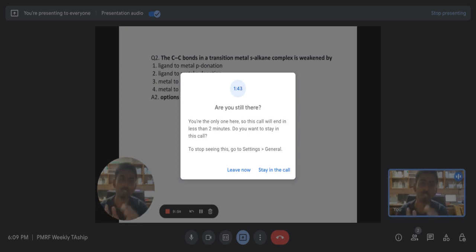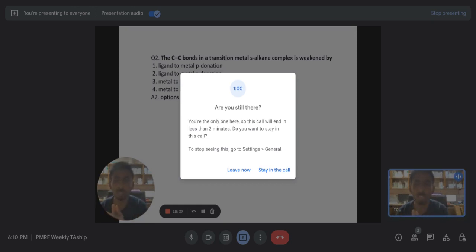And the third option is the metal to ligand pi back donation. If the metal is throwing back electron density to the ligand, which is a sigma alkane ligand, the orbital that accepts the electron from the metal is the LUMO, the sigma star, the anti-bonding orbital. Now, if the electron density decreases in the HOMO, the bond is weakened and the bond order decreases. And if the electron density is increasing in the LUMO, that also decreases the bond order of the bond. So the bond gets weakened.